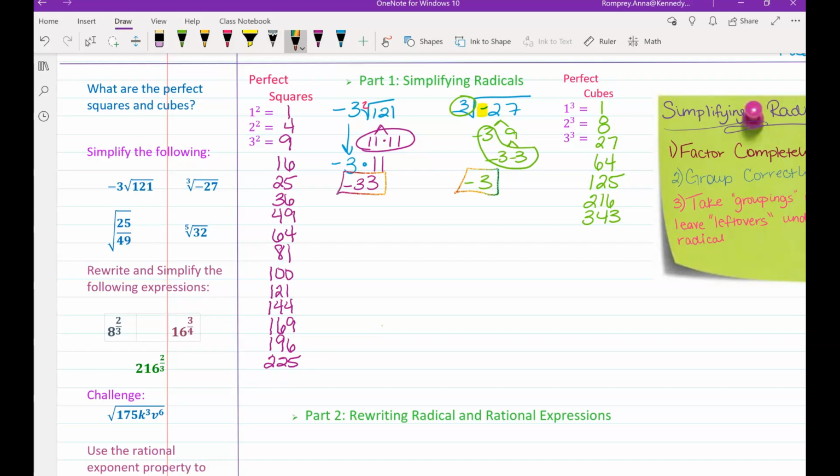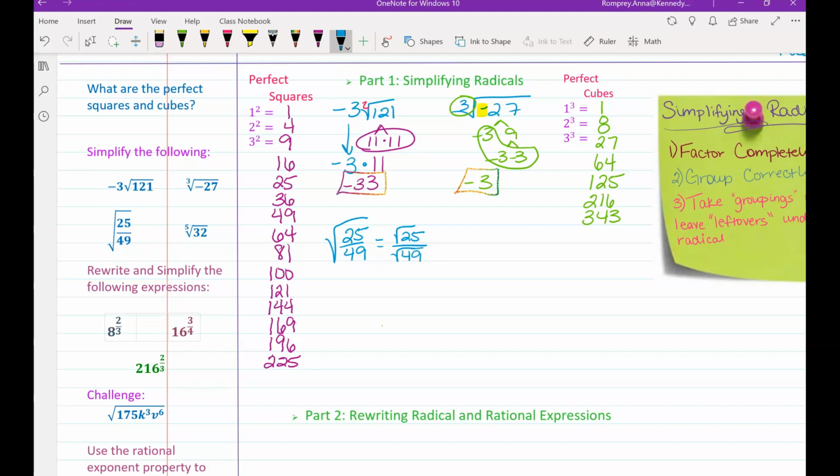Sweet. So let's look at another one. Now this looks weird, but it's really not bad. So the square root of 25/49. If you look at that and think, oh goodness, that looks awful, you can go ahead and rewrite it. Square root of 25 divided by square root of 49.